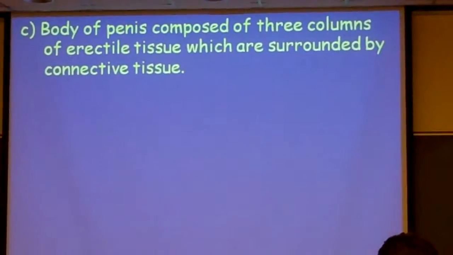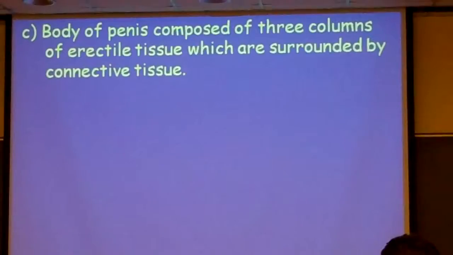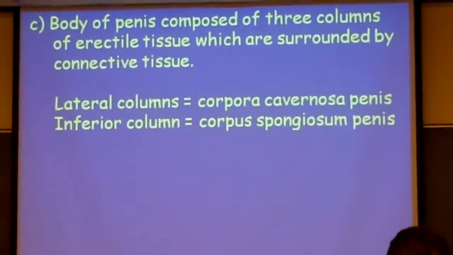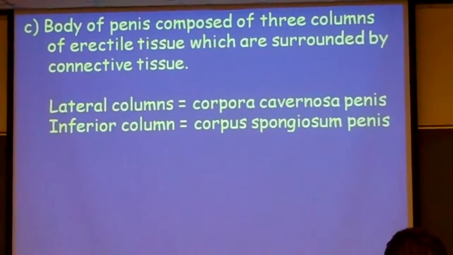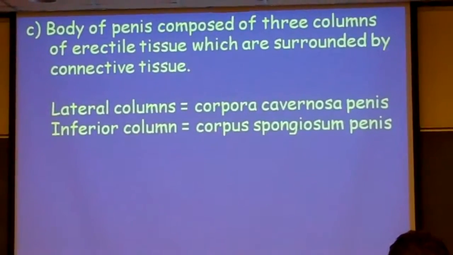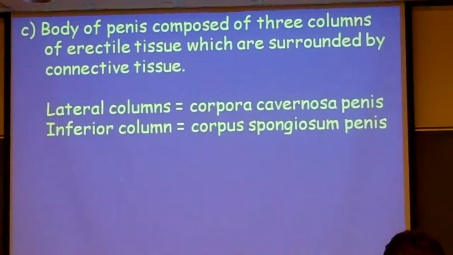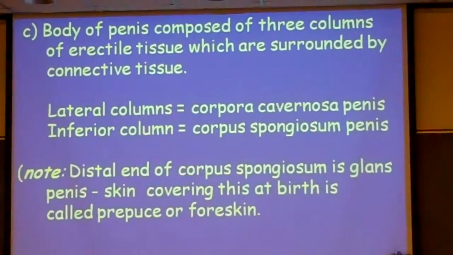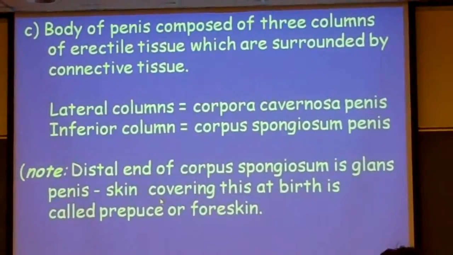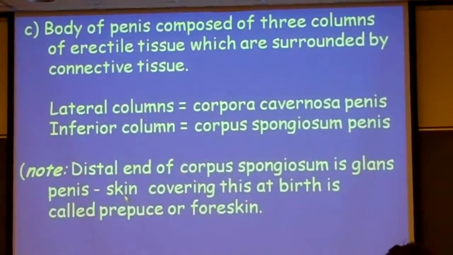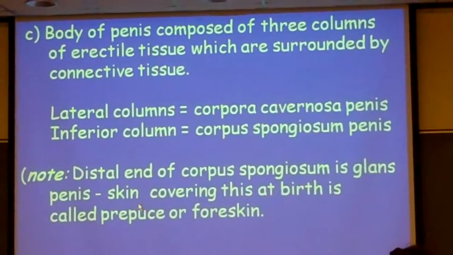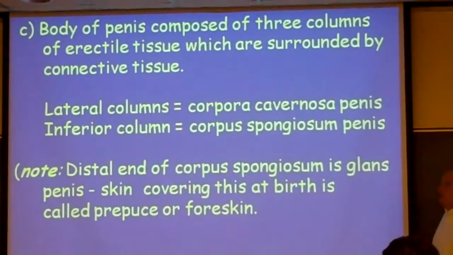All right, now here we mentioned the body of the penis is composed of 3 columns of what's referred to as erectile tissue. It's surrounded by connective tissue. The corpus cavernosa would be the lateral, the corpus spongiosum would be the ventral. That's where the urethra goes. It goes through that particular area, and the distal end of the corpus spongiosum is the glans penis, and there's a skin that covers that at birth of the male baby called the prepuce.